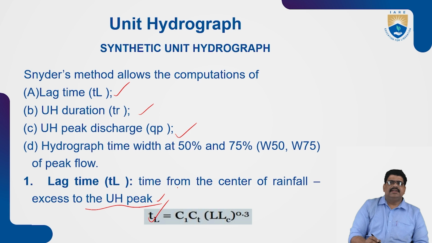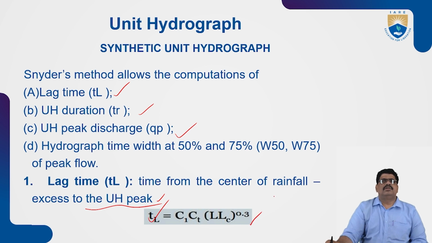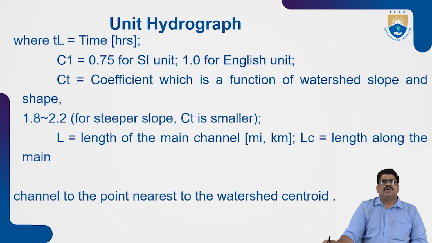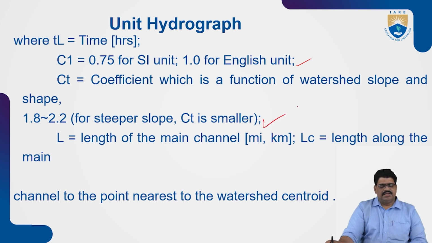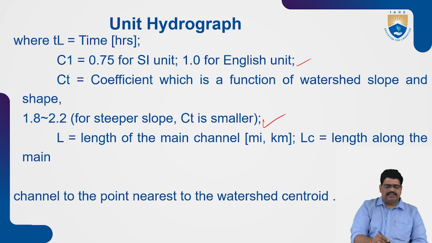There is a formula: TL is equal to C1 times CT times (L times LC) to the power of 0.3, where TL is the lag time. Let us see that. C1 is equal to 0.75 in SI units, and 1 in English units. Next, CT is a coefficient that is a function of the watershed. TL is the time in hours as usual. A steeper slope makes CT smaller. L is the length of the main channel.